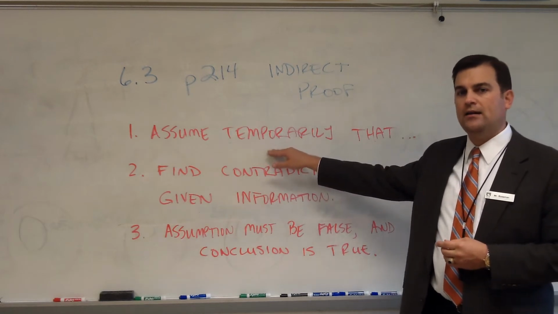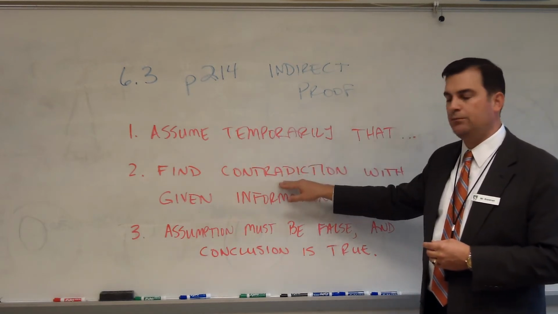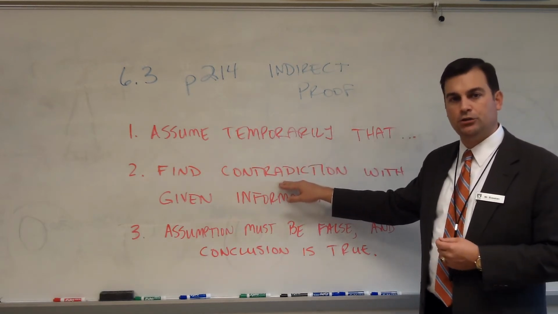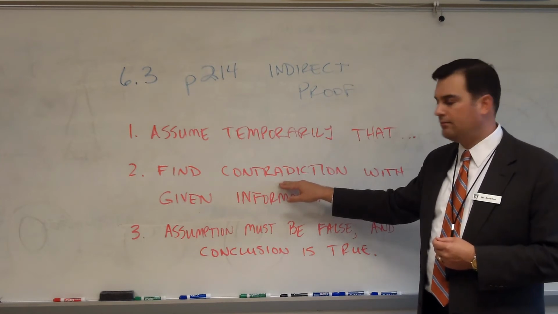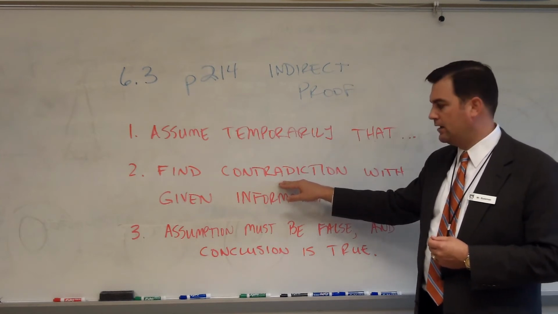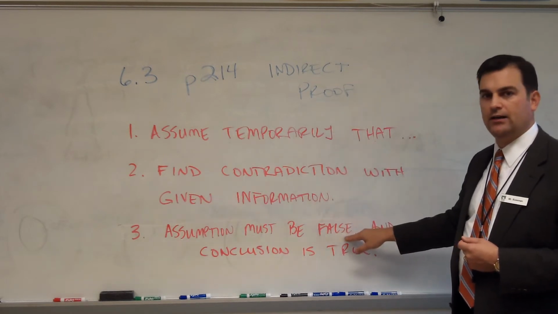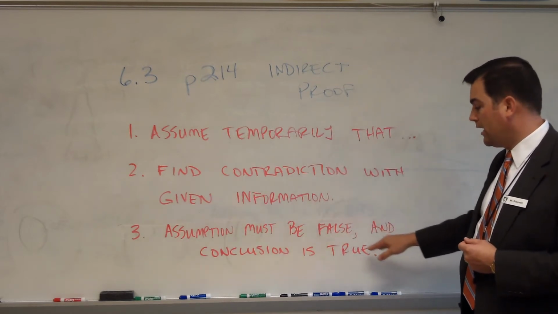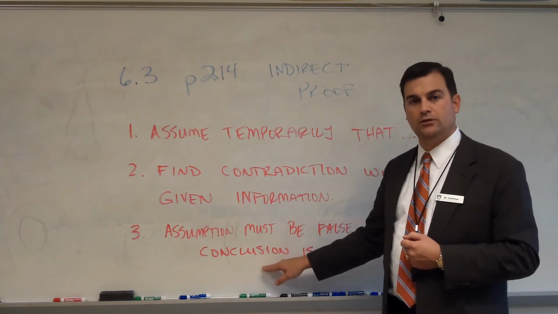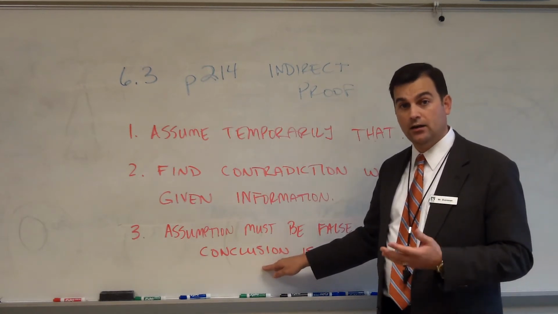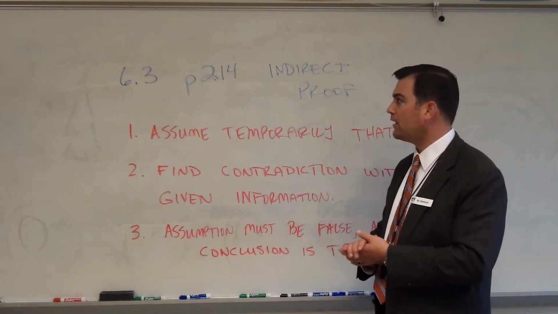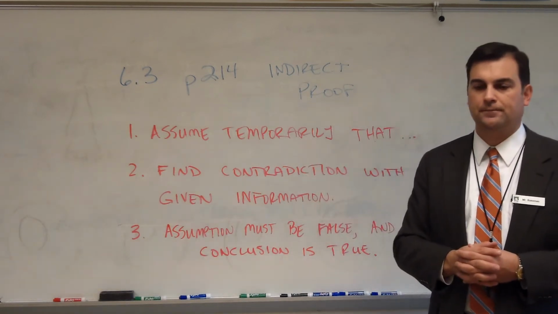If it were raining outside, my expectation would be that the umbrella should be wet, but yet that umbrella is dry. And therefore, my assumption that it's raining outside must be false, and my original conclusion, which is that it's not raining outside, must be true. This is called an indirect proof.